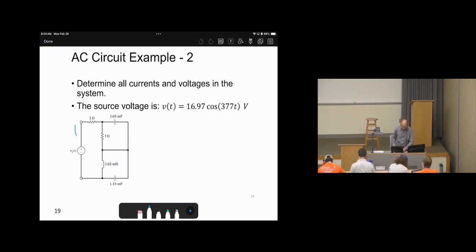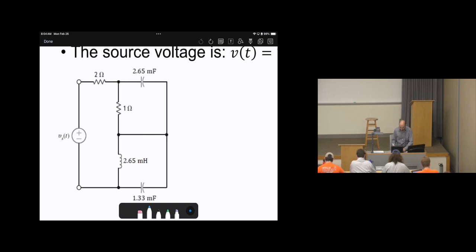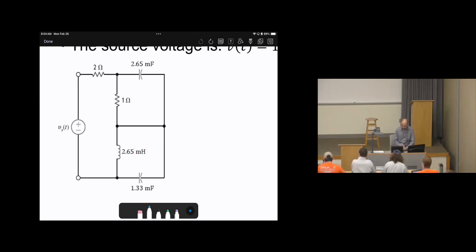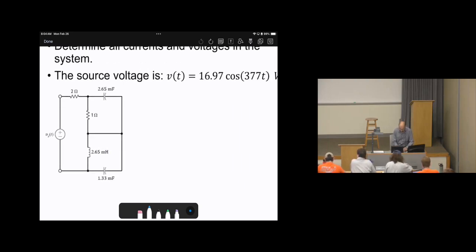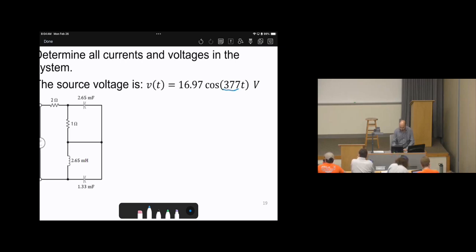So let's do this question, which is to find all of the currents and all of the voltages here in this question. So how to calculate them? The first thing is convert time domain to phasor domain. How to convert this? Basically, start with the sources. So we have one voltage source, 16.97 cosine 377t. So omega is given in an indirect way, so omega equals 377.